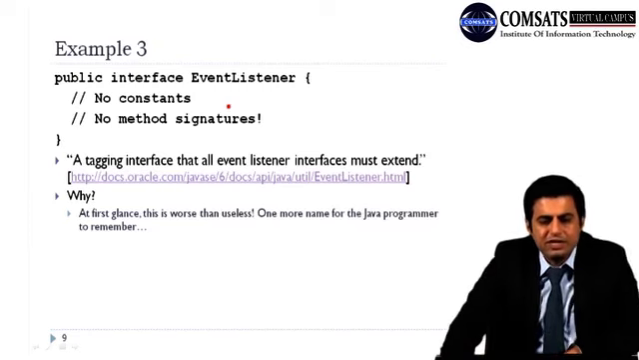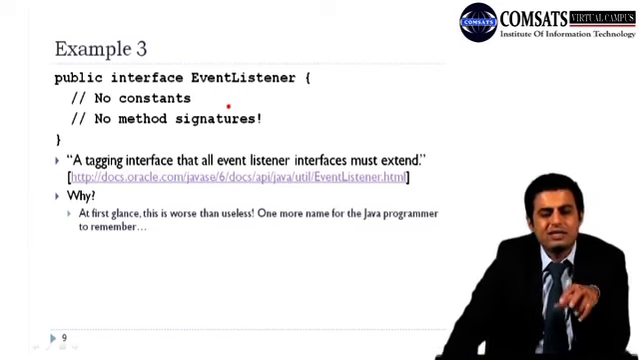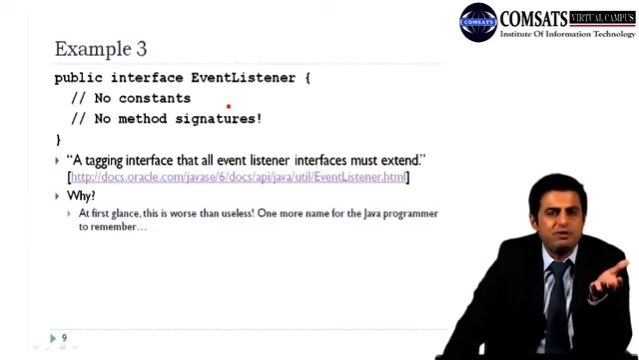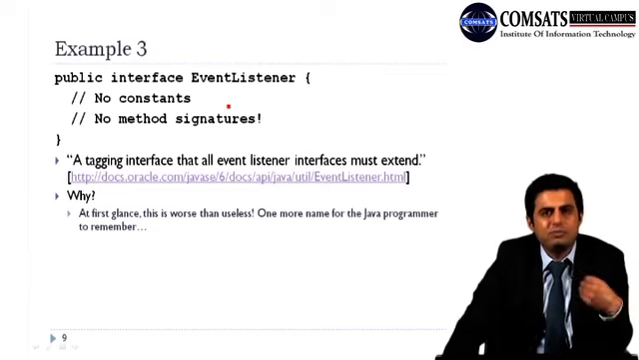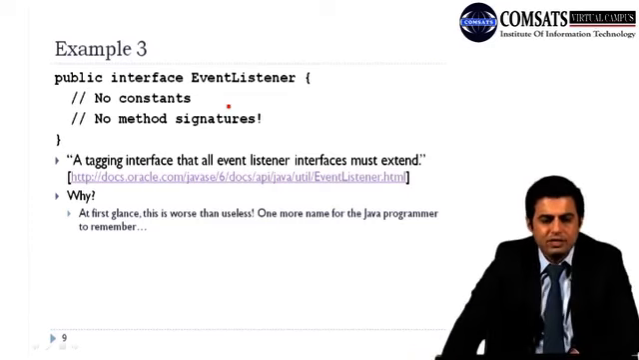So if you look at this event listener, it is for any type of event which is going to happen in the system. That could be an input from the mouse or from the keyboard, or it could be input from any external system which is connected with this particular system. So you have declared this event listener, you have not added any method signature, you have not added any constants. A tagging interface that all event listener interfaces must extend.